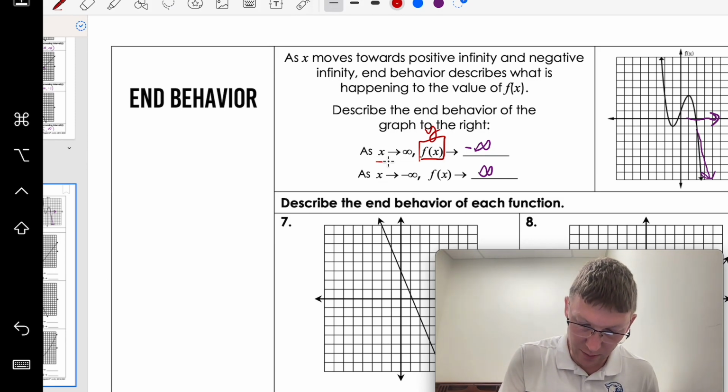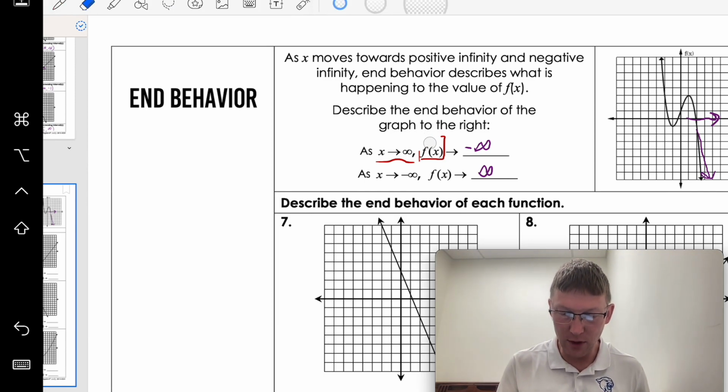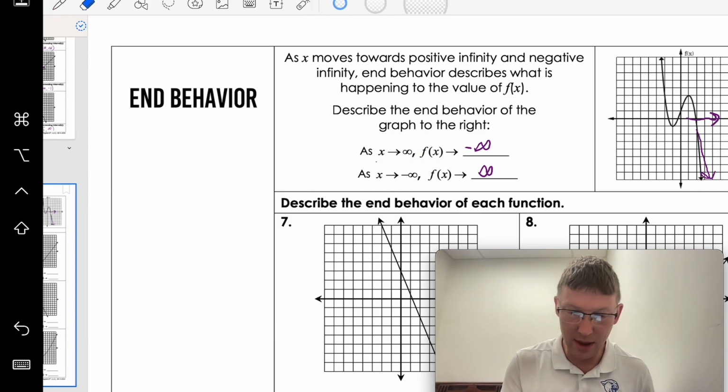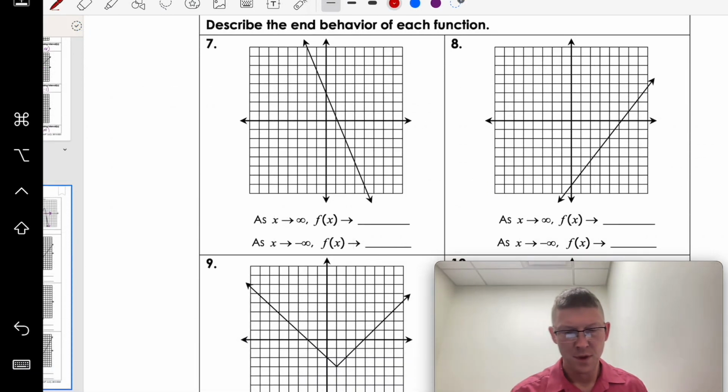And then this part right here is referring to the x. So that's a little bit of review, but it's good to remember that as you read these things. So we're doing end behavior, so let's do some examples. All right, let's look at some of these examples.